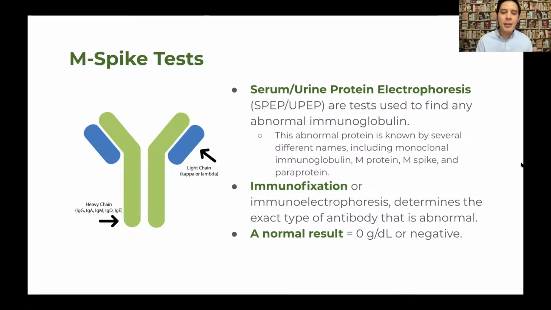Another test that is usually used with the protein electrophoresis is the immunofixation, that is used to identify the type of monoclonal protein that is being produced by your myeloma. This test will identify the heavy chain and the light chain of the immunoglobulin. The most common type is IgG kappa, and Patty will explain later more about these parts.